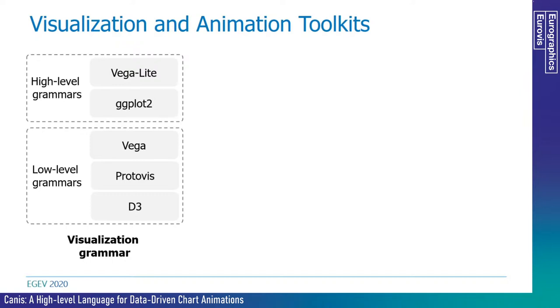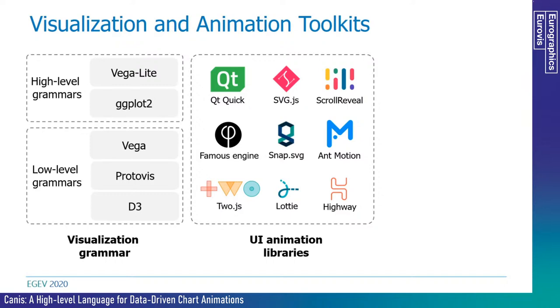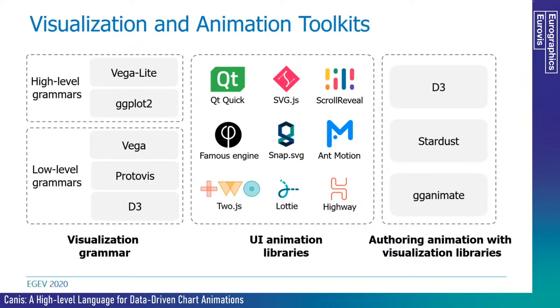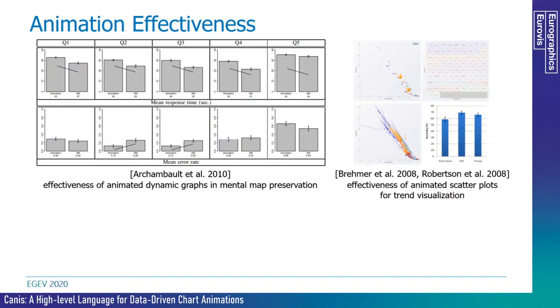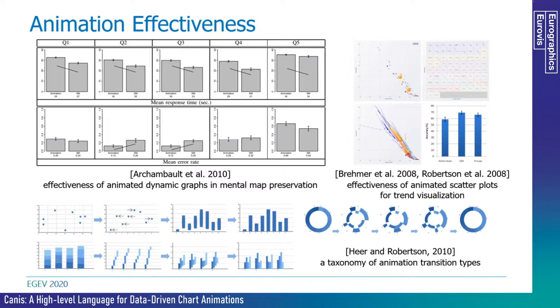There are UI animation libraries as well. However, they are targeted for animation of general visual elements rather than data-driven marks. And there have been research efforts on visualization libraries to facilitate the authoring of animated visualizations. Archambault et al. evaluated the effectiveness of animated dynamic graphs in mental map preservation, while Robertson et al. and Bremer et al. evaluated the effectiveness of animated scatterplots for trend visualization. To help people better perceive changes during chart transitions, Heer and Robertson developed a taxonomy of transition types and contributed guidelines for crafting animated transitions.